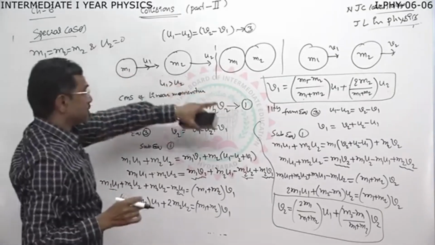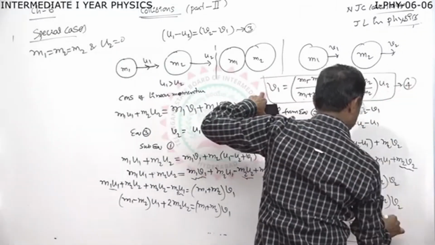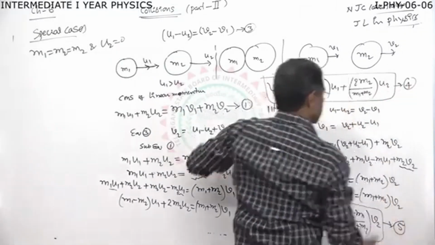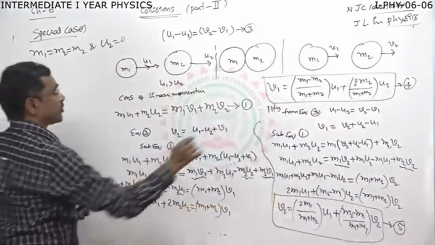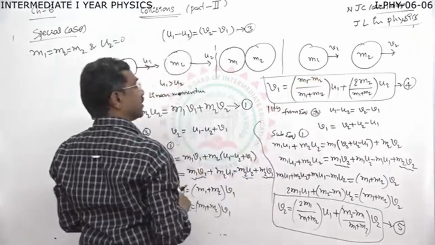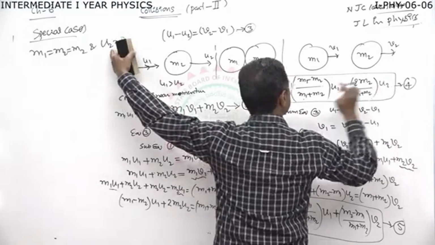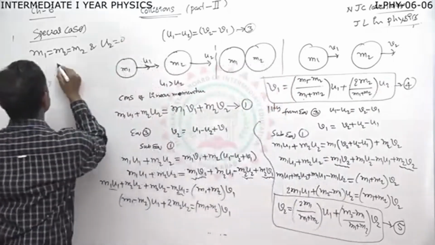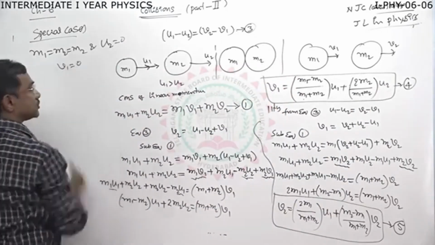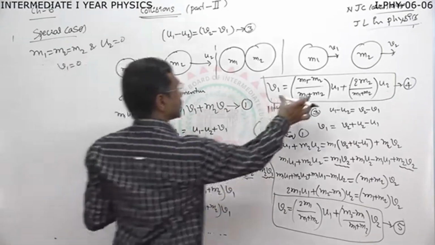So go back to these two expressions. I'll give some number 4 and then say 5. Substitute the data here. M1 is equal to M2 means here this term gets cancelled, right? And then U2 being 0, the second ball is at rest. So this also 0. So V1 will be equal to 0, right? M1 is equal to M2 means obviously the first term will be 0.